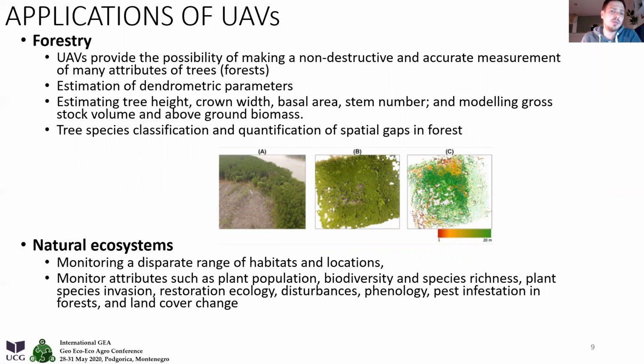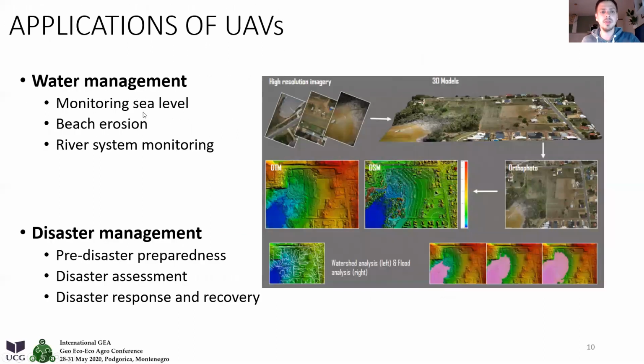Drones have opened up new opportunities for monitoring and managing natural ecosystems. They have potential to monitor a wide range of habitats and locations, and researchers have been using drones to monitor attributes such as plant population, biodiversity and species ranges, plant species invasion, land cover, land changes, and many other applications. In water management, UAVs can be used for monitoring sea level, beach erosion, monitoring of river systems, and floods.